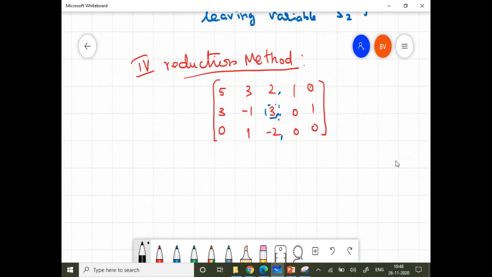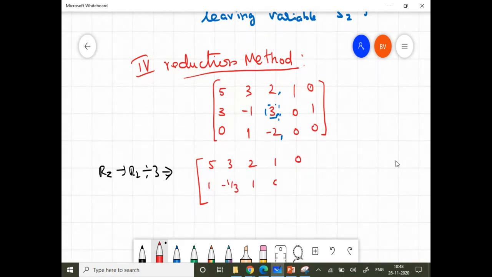Write the formula. The formula for row 2 is row 2 divided by 3. What happens in row 2? No change in the first row: 5, 3, 2, 1, 0. Second row divided by 3: 1, negative 1 over 3, 1, 0, 1 over 3. Third row, no change: 0, 1, negative 2, 0, 0. Okay, it's done now. These two elements should be converted into 0.